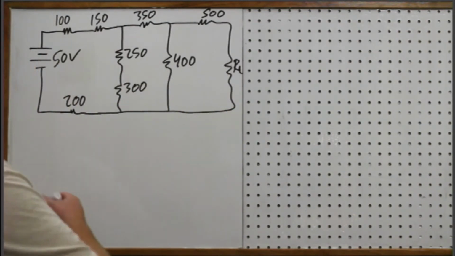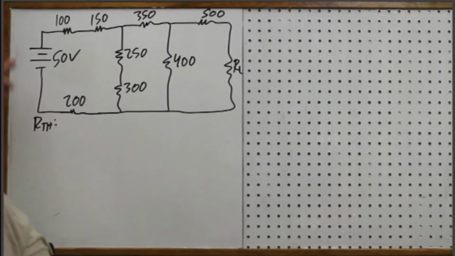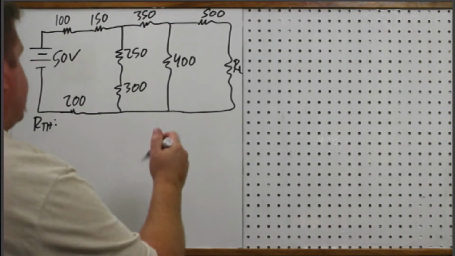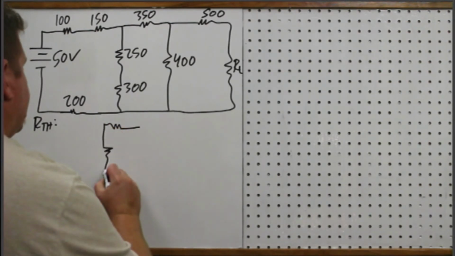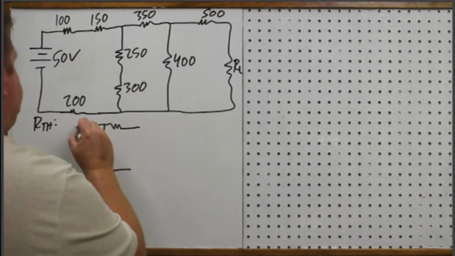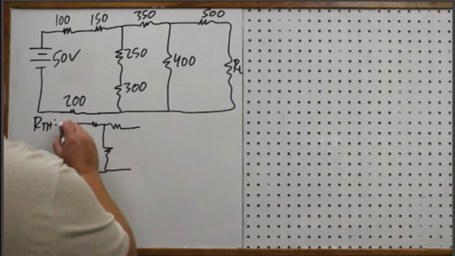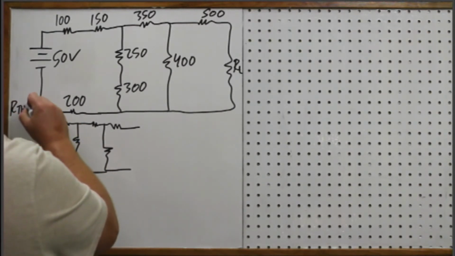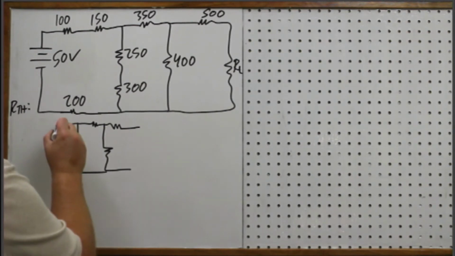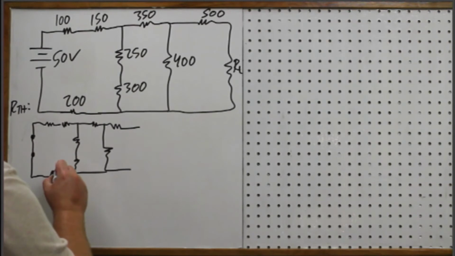Okay, so the first thing I'm going to do is find my RTH. And I'm going to short my voltage source. I'm going to pull out my resistor. So this one is not going to be a simple calculation this time. And get this RTH out of the way, put it over here, showing that the source has been shorted.